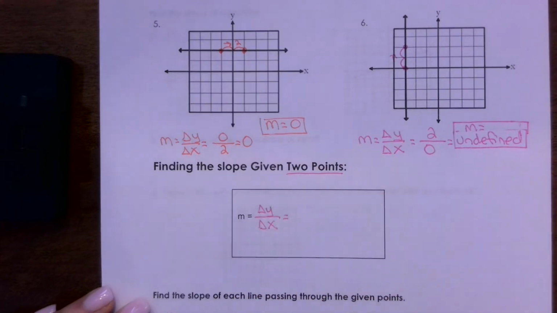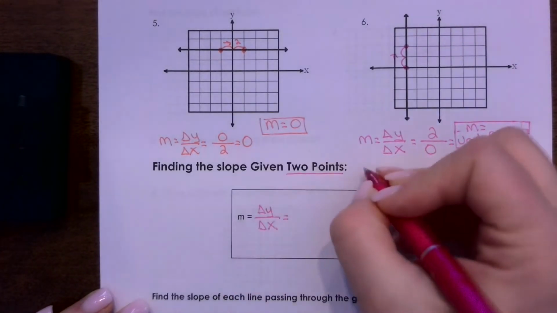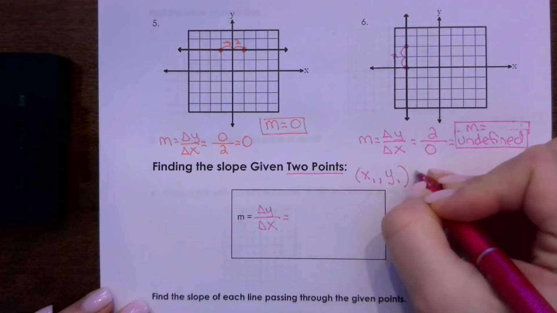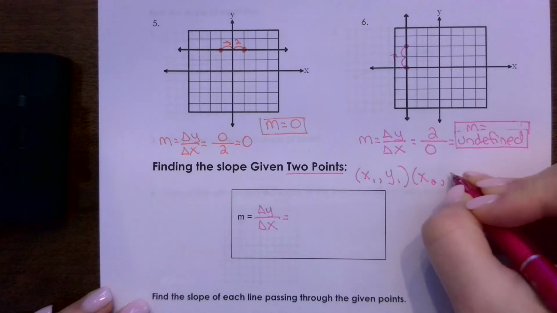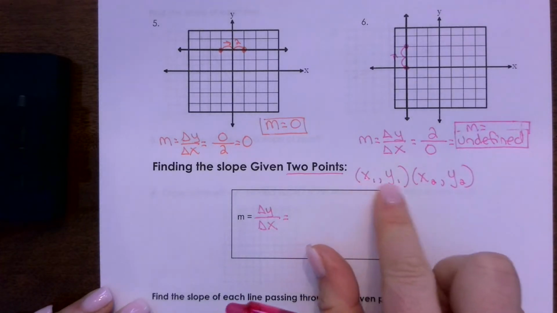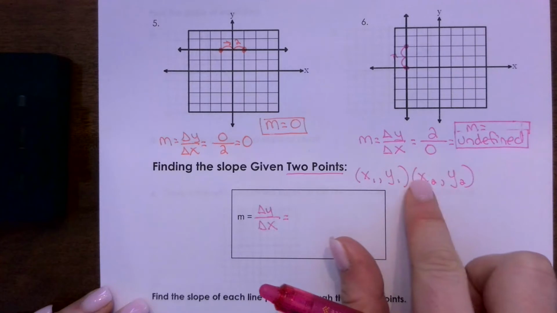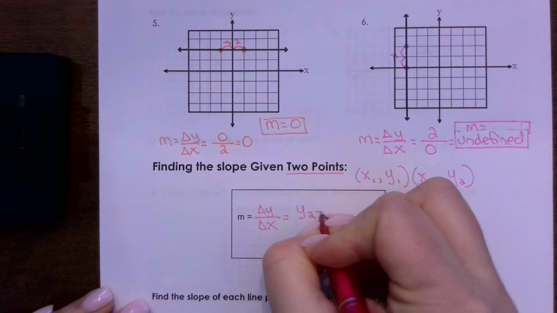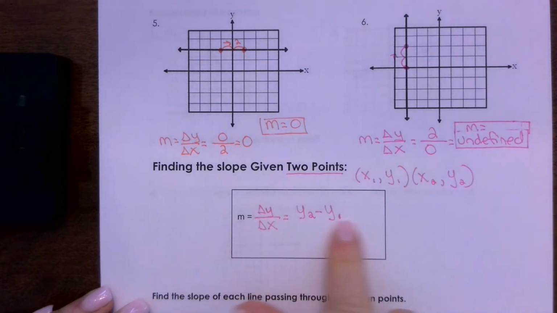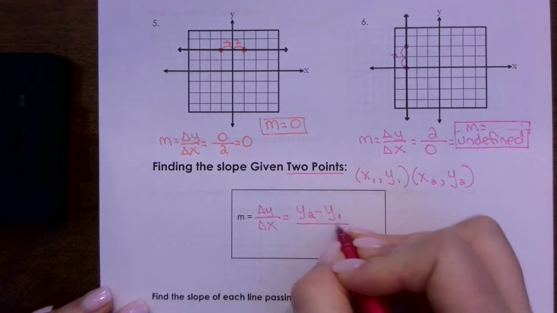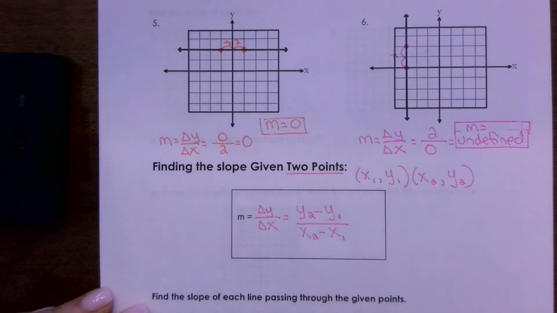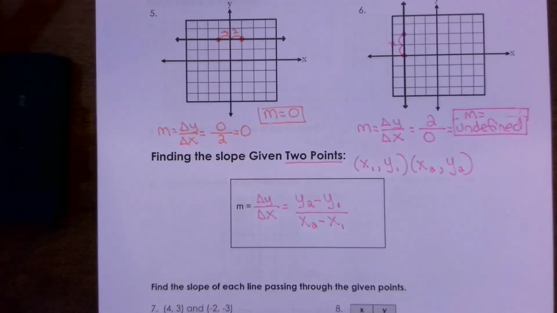So in order to find the change in y over the change in x, let's say I have 2 points. This is x1, y1, and x2, y2. So I'm just saying these are my first point, the x and y of my first point, and the x and y of my second point. My slope would be the difference of my y values over the difference of my x values. So let's see what that looks like with some examples.